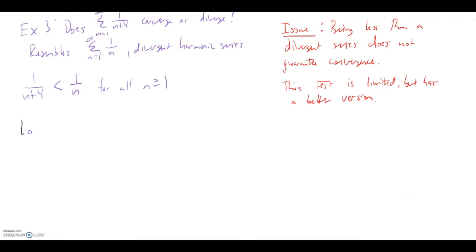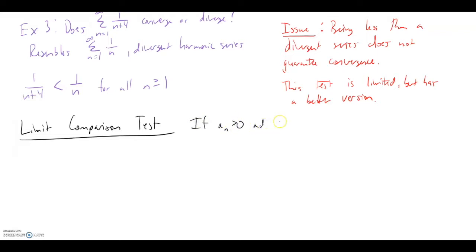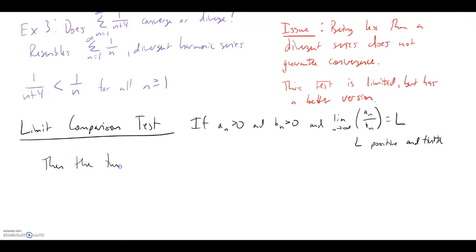And this other comparison test is known as the limit comparison test, which states that if a sub n is greater than 0 and b sub n is greater than 0, so both those original series that we discussed earlier have terms that are all positive, and the limit as n goes to infinity of a sub n divided by b sub n equals L, where L is positive and finite, then the two associated series for a sub n and b sub n either both converge or they both diverge.